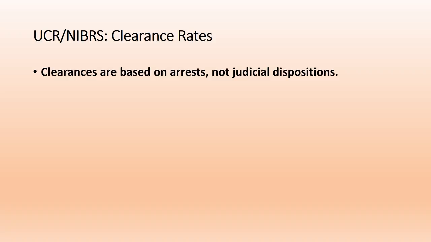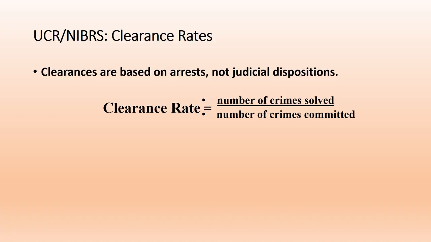So we've got UCR, and what is a clearance rate? Well, clearance rates are based on arrest, not judicial disposition. In other words, they're based on arrests and not convictions. And how do you figure out the clearance rate? It's the number of crimes solved over the number of crimes committed. For example, in the 60s, we had a murder clearance rate of about 90 to 92%.